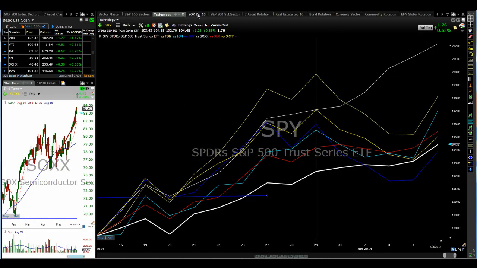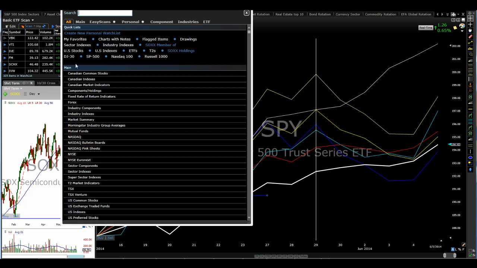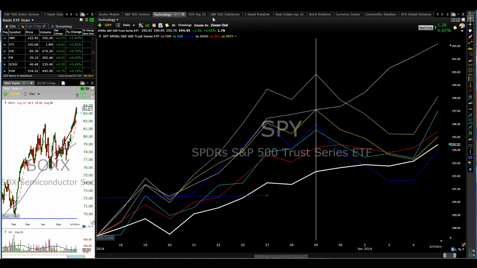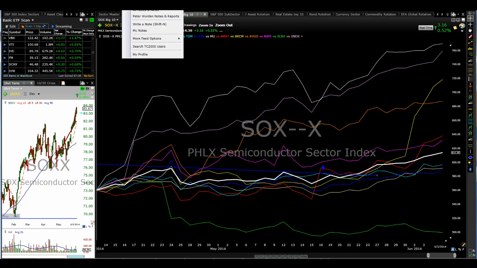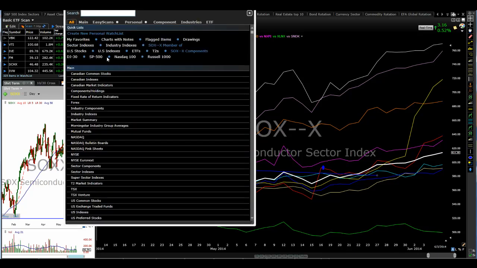Now, I've already done this. As I went, you can go right here to a watch list, and you can pull down the SOX index holdings, and you can actually pull them out, and you can look at the list relative to the semiconductors. All I did was pull the top 10 semiconductors, and I think I actually made the watch list so you can see it.